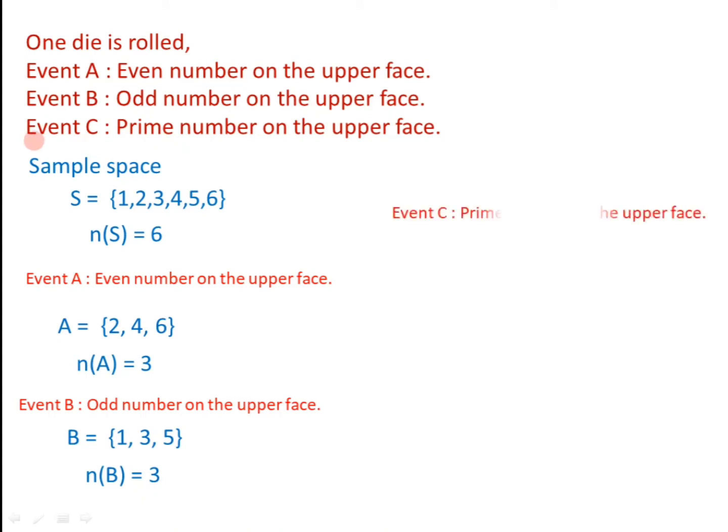Now the third event is event C, prime number on the upper face. Now we have to find prime numbers from the sample space. So as we know that 1 is not a prime number, the smallest prime number is 2. So we should have in set C 2, 3 and 5, because these are the only prime numbers amongst 1 to 6. That's why in set C we get elements 2, 3 and 5. Therefore n of C is equal to 3, as there are 3 elements in this set. So these are the events and the number of sample points in those events.